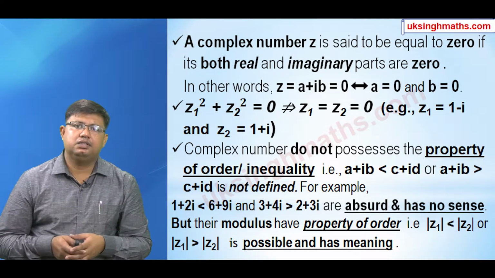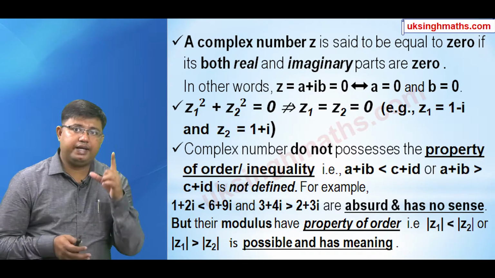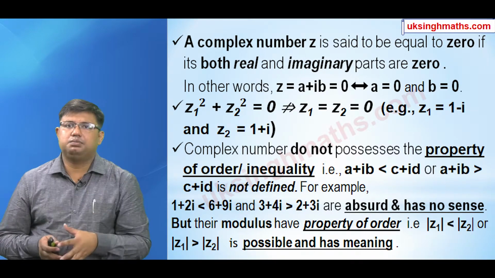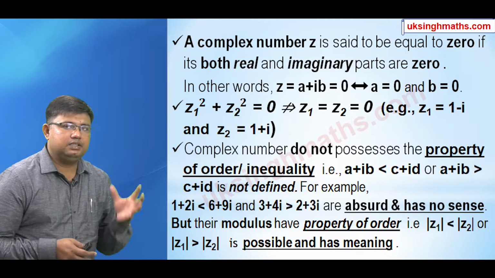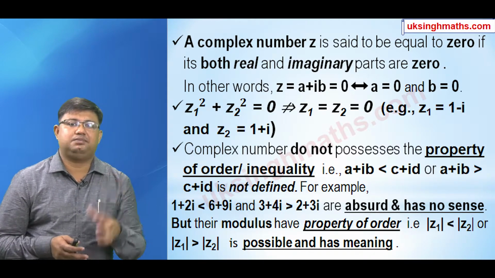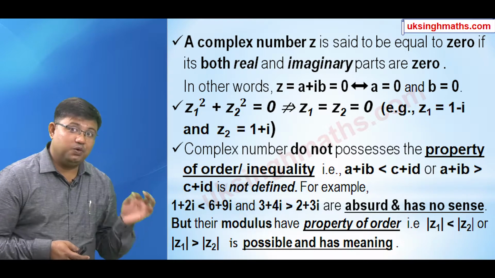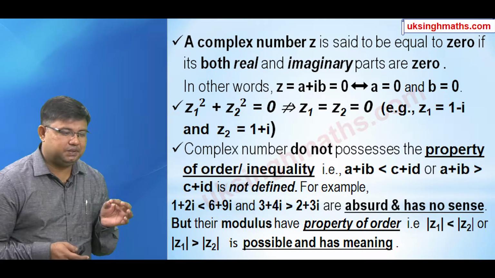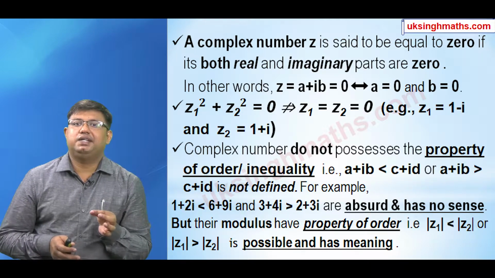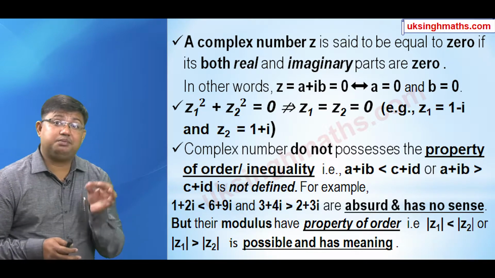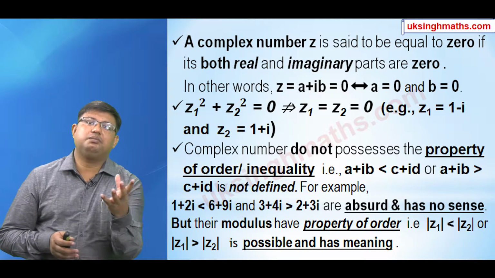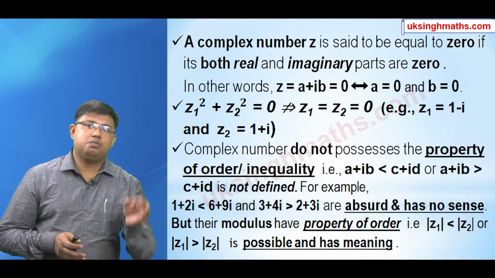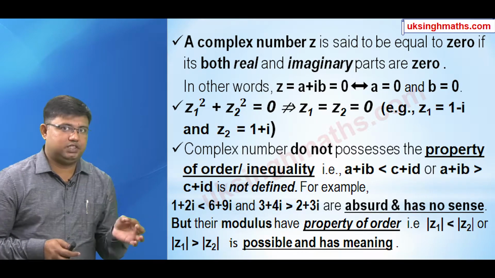You can see by this simple example that you cannot write 1 plus 2i is less than 6 plus 9i or 3 plus 4i is greater than 2 plus 3i. These are absurd things, have no sense. But one thing you have to note is that the modulus of a complex number definitely possesses the property of order, because we already discussed that the modulus of a complex number is treated as some sort of distance, and a distance possesses the property of order. That's why the modulus of a complex number possesses the property of order.